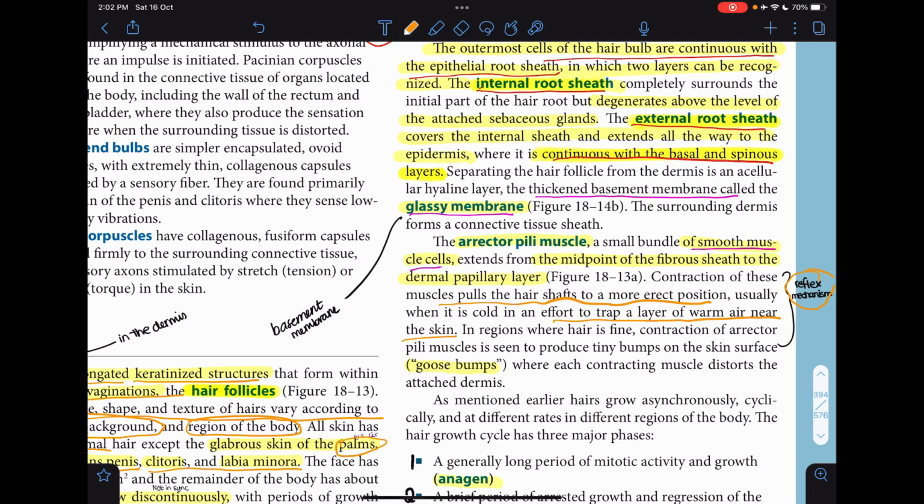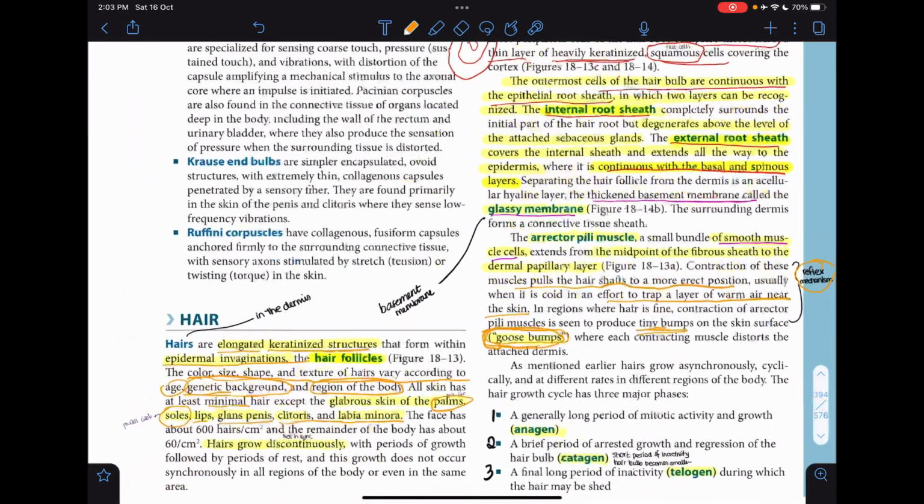And also, for example, when we are scared, the same thing will happen. This is what leads to goose bumps. In regions where the hair is fine, contraction of the erector pili muscle is seen to produce tiny bumps on the skin surface, which are the goose bumps, where each contracting muscle distorts the attached dermis. What does that mean? We have places covered with fine hairs. We can't see the hair standing up, but what we see is goose bumps.